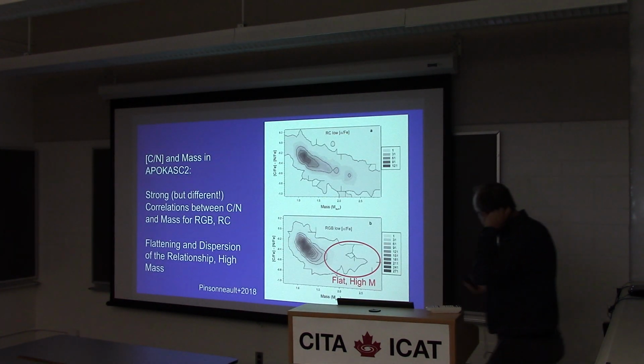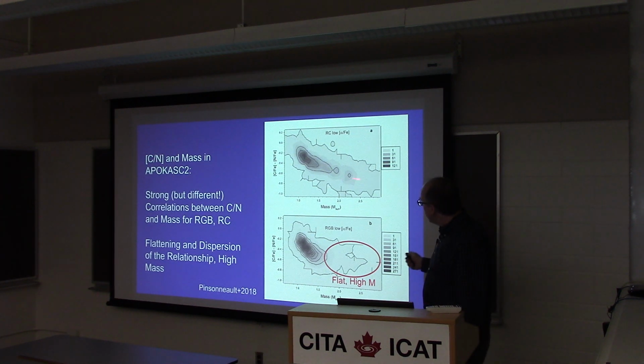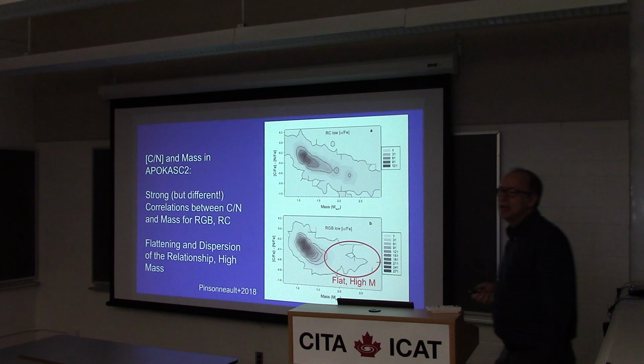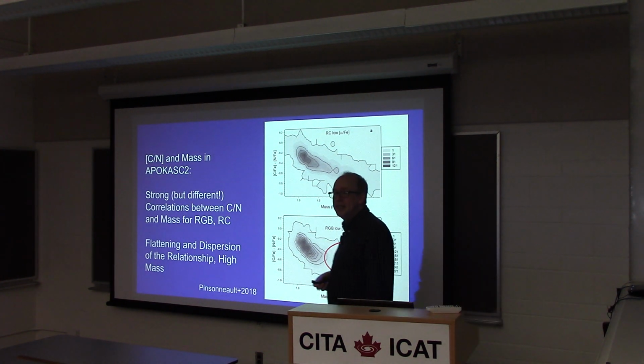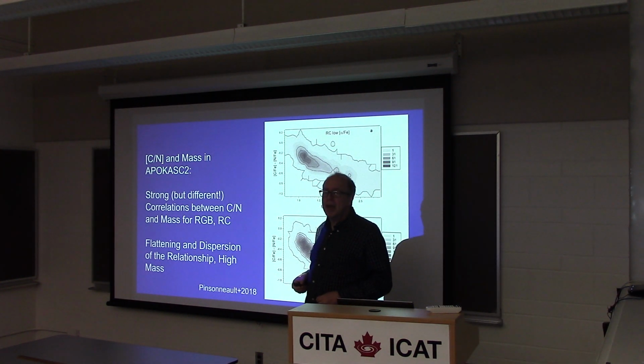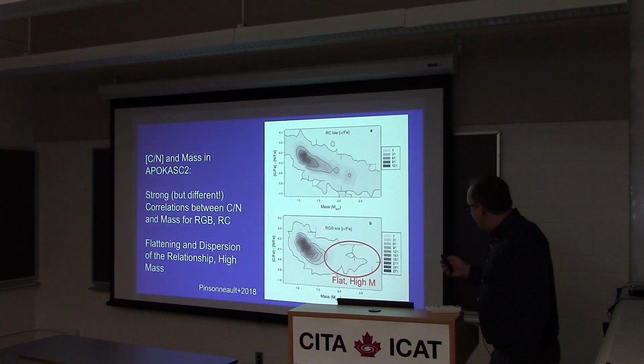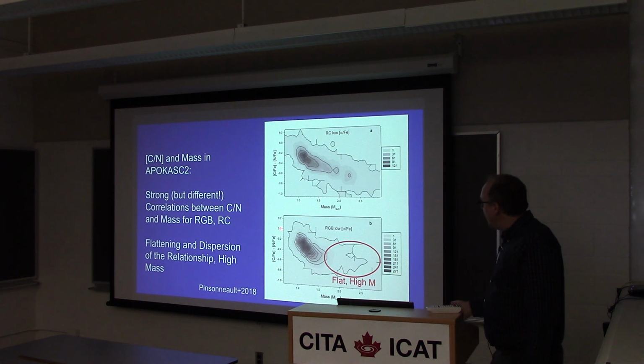If you look at it in more detail, you can see, by the way, that the red clump and the red giant branch have similar but not identical carbon to nitrogen and mass correlations, which means you can apply this not just to first descent red giant branch stars, but even to core helium burning stars as well. On the y-axis here, there's carbon over nitrogen, and the x-axis is the mass as measured by seismology.